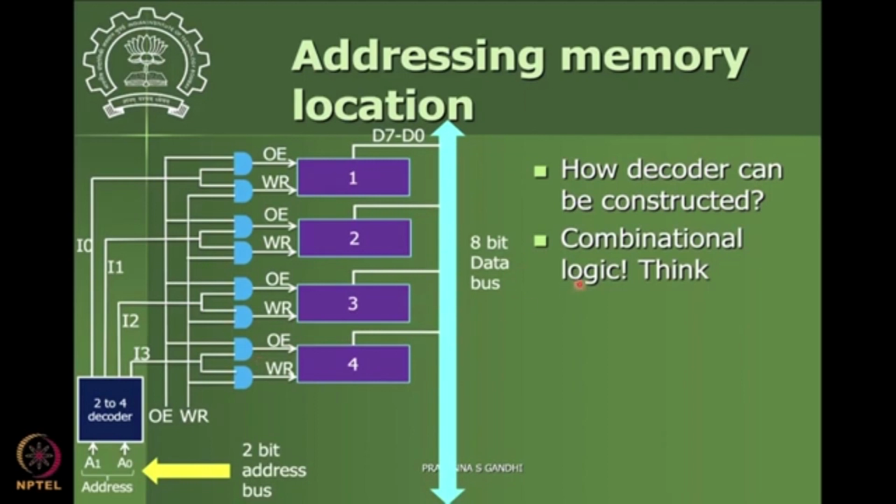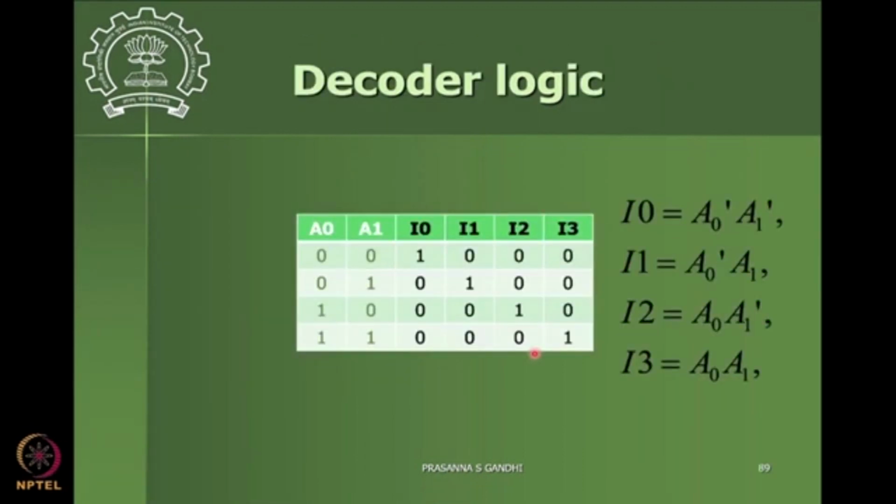Okay, so we'll not worry about how the decoder logic is constructed. You can think about that. I'm skipping these slides for that. Okay, so decoder logic will have some kind of a truth table and expressions are given here.